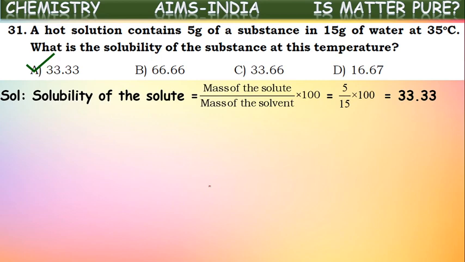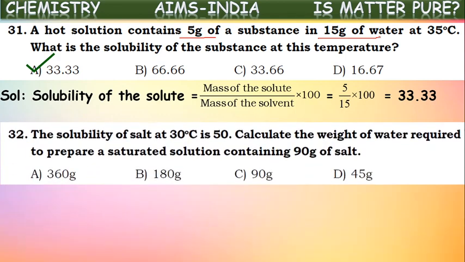We know the solubility formula. Solubility is equal to weight of solute, or mass of solute, by mass of solvent into 100. Here mass of solute is given as 5 grams. Mass of solvent is 15 grams. By substituting all these values, we get the solubility as 33.33. This is the solubility. Okay. Next, let us see one more question.